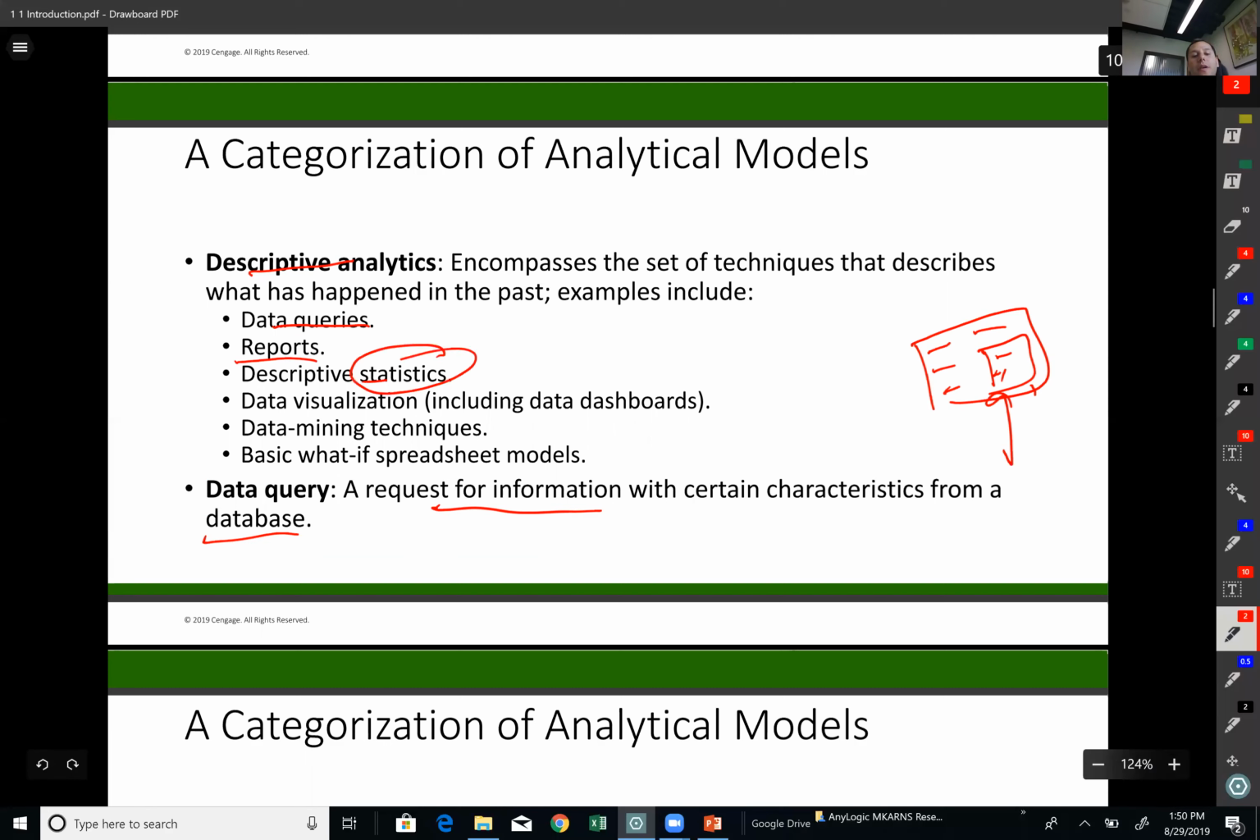We use statistics to calculate mean, average, variance, and histograms, and so on to better understand. And we visualize those again. And data mining can be used if we are talking about big data, and use some other software packages to deal with big data. And I will define what's big data. And basic what-if spreadsheet models are handy in descriptive analytics.